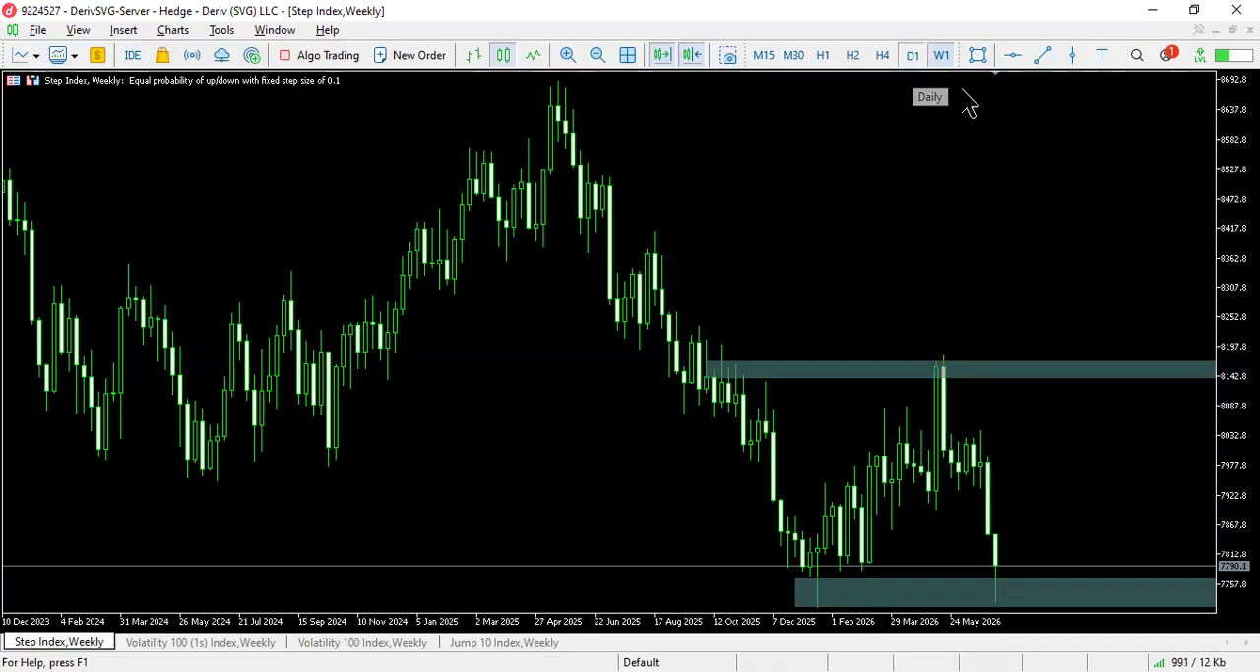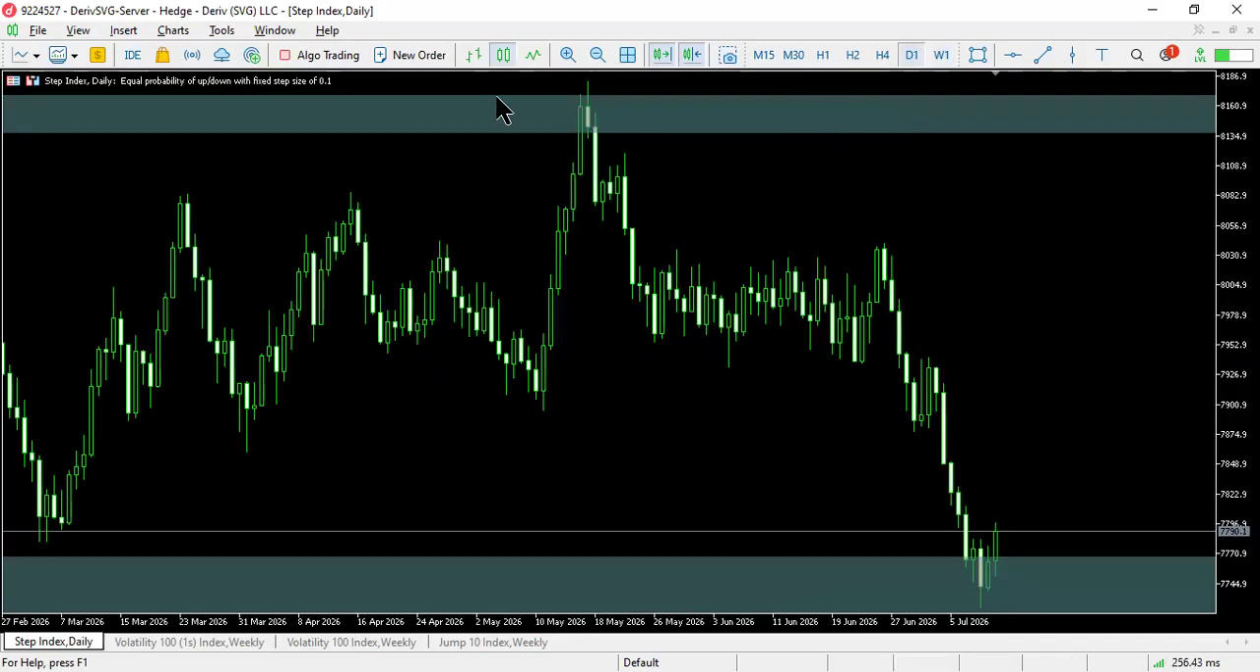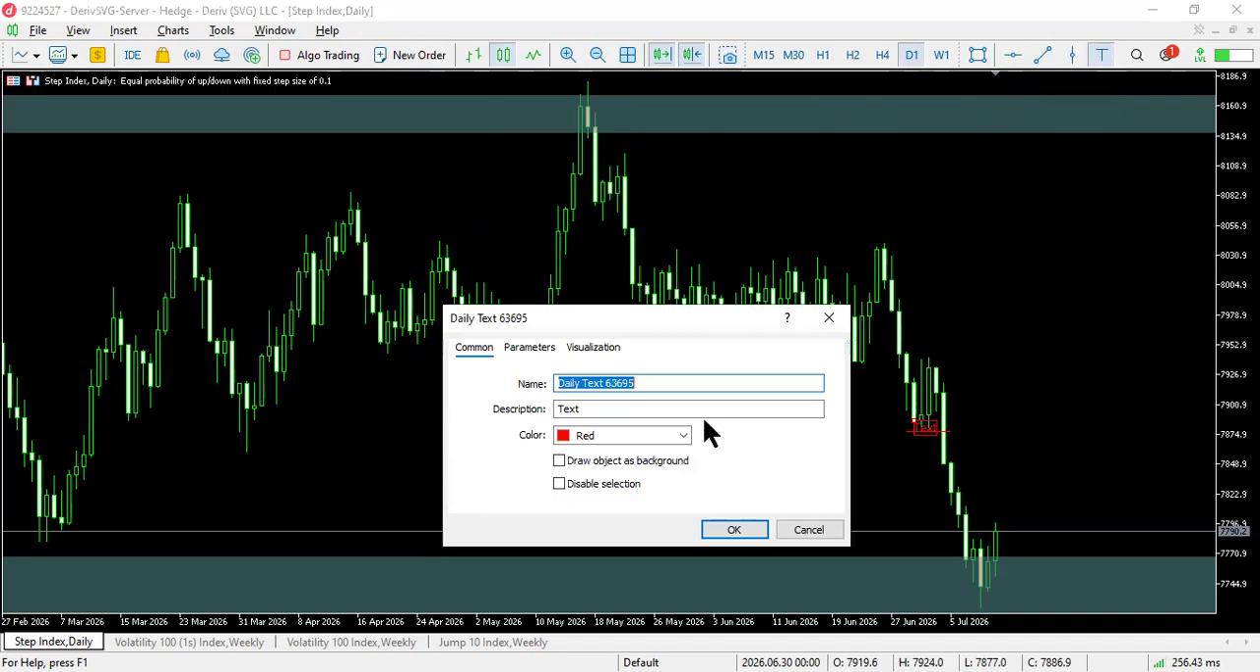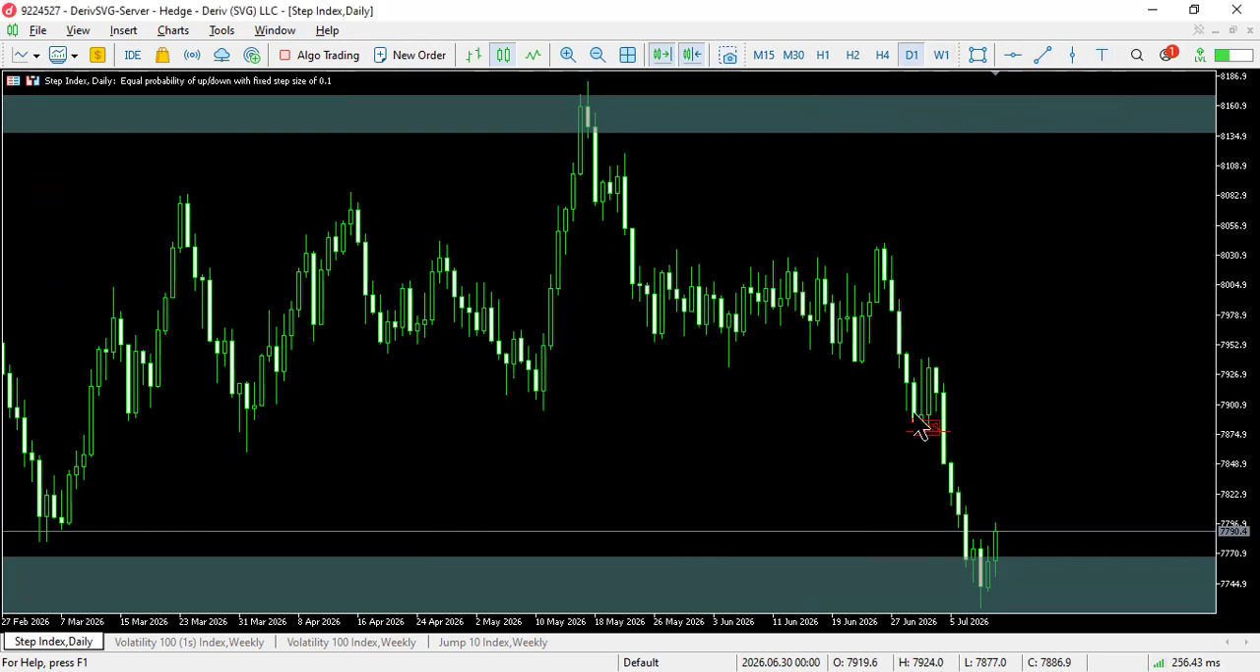Moving on to the daily time frame. From the daily time frame, this is our most recent break of structure. So we have a break of structure, and then the other block which caused the break of structure from the daily time frame. It is that order block.